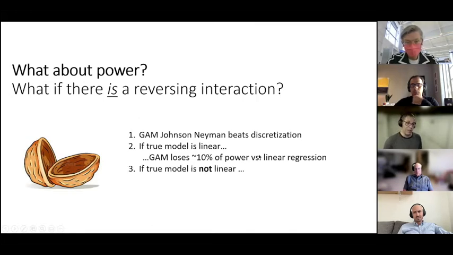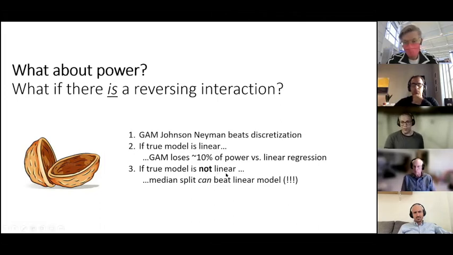And if the model is not linear, you don't need to have a high false positive rate. You could also have low power. You can easily have low power with a linear model. And in fact, it's not hard to generate a situation where the median split will have more power than linear with the right nonlinearity in terms of detecting this.